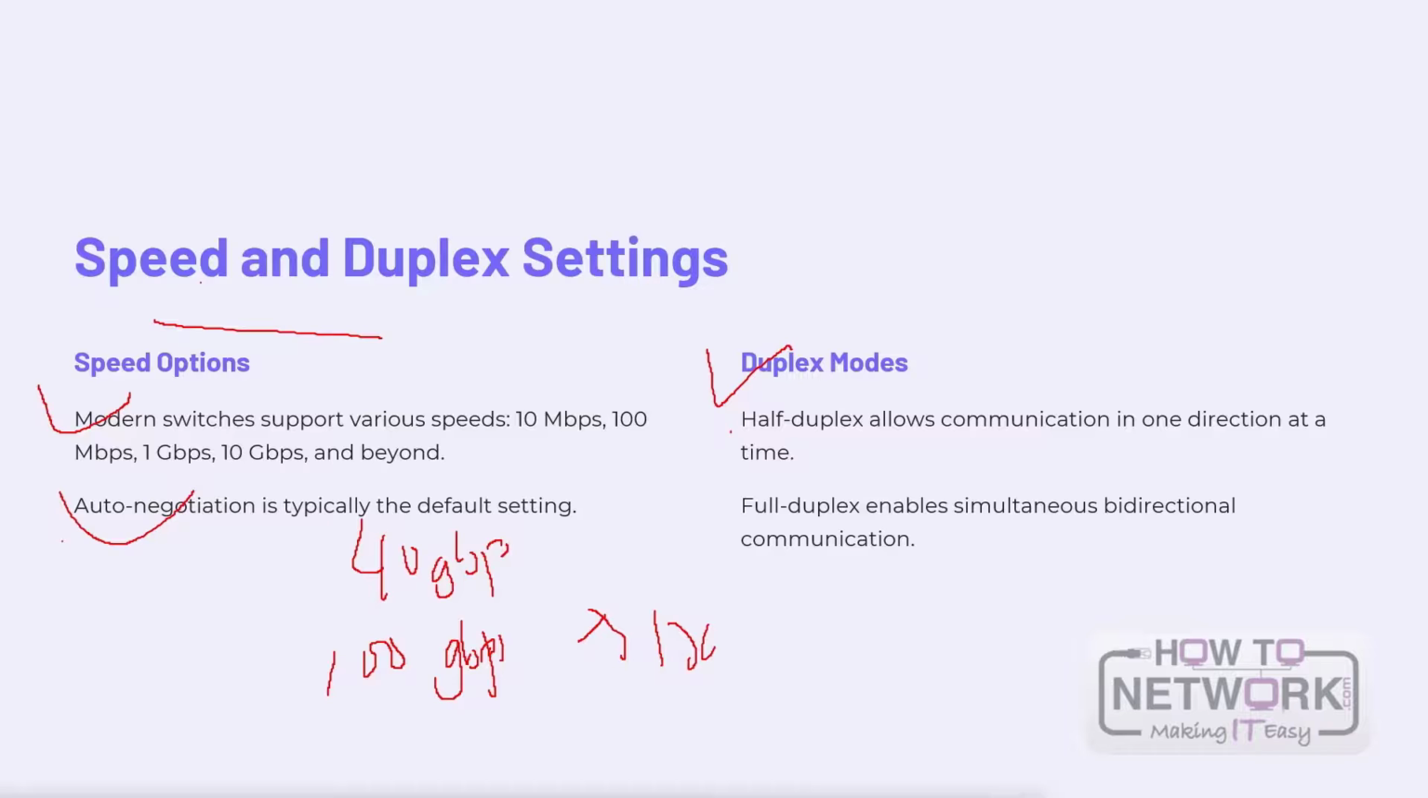Next is duplex mode. Half duplex allows communication in one direction at a time, while full duplex enables simultaneous bidirectional communication. As a best practice, you have to match the speed and duplex settings on both ends of the link. Use auto negotiation unless specific requirements dictate otherwise. So this means don't always rely on auto negotiation. Just manually configure the speed and duplex settings, because we don't want any half duplex settings running on the network, because this will slow down the traffic. Okay.